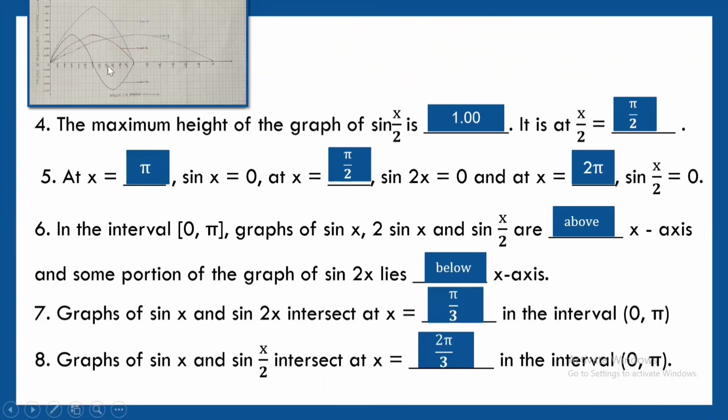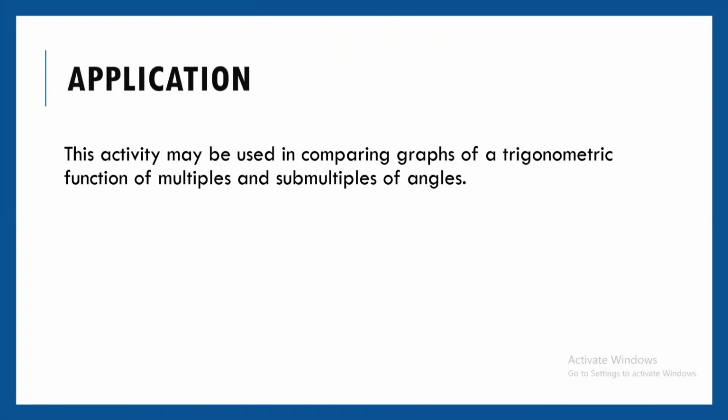So clearly we have got the answers to all the questions of the observation. Let us write the application now. Well, this kind of activity can be used for comparing the graphs of the trigonometric functions of multiples and submultiples of angles. So this is how we have to do the activity. Ensure that you draw a neat and clear graph, and only then you'll be able to get the correct answers.